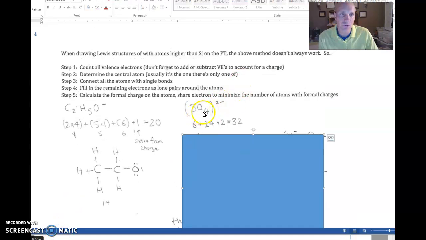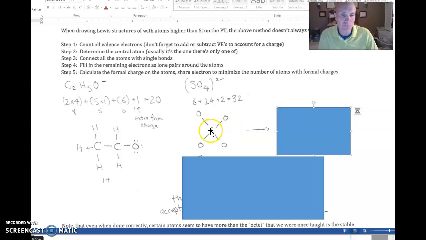So we're going to do sulfate, which is SO4, and there's overall a -2 charge on it. So let's first figure out the total number of valence electrons. Sulfur would have 6. We've got 4 oxygens. That's going to be 24 total electrons, plus the 2 extra from the charge. We add all those up and we get 32 electrons.